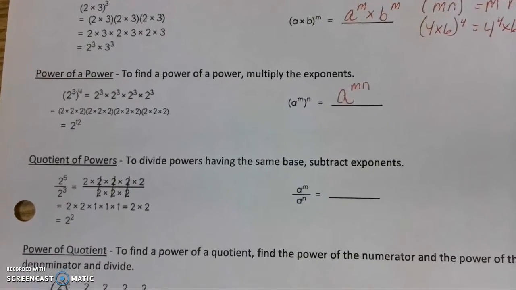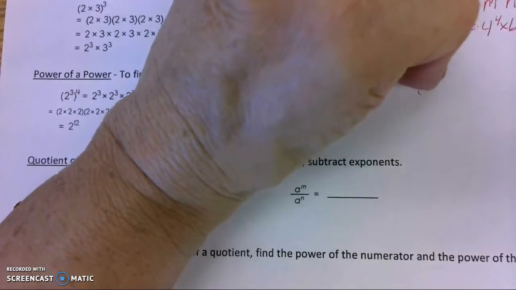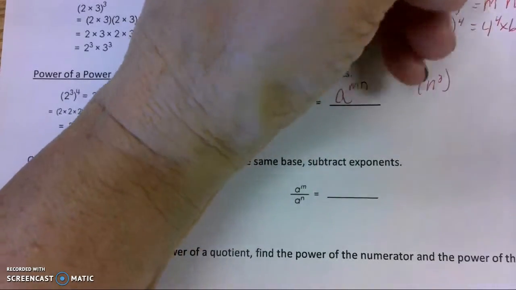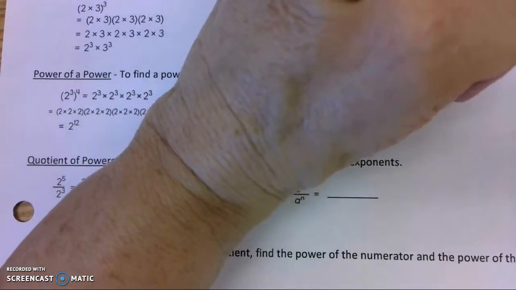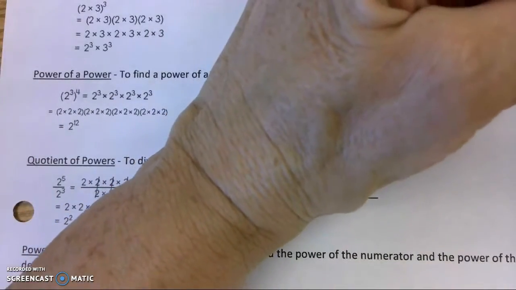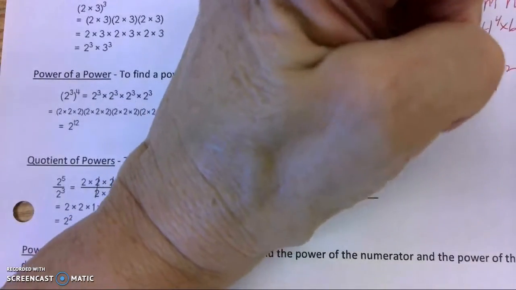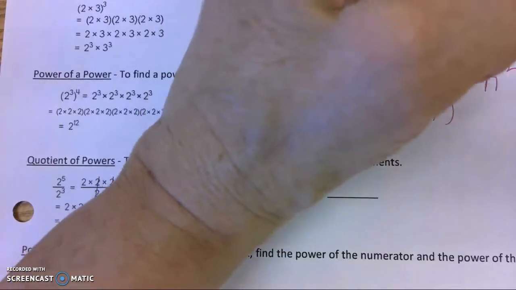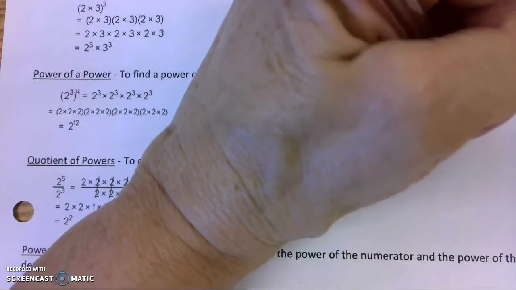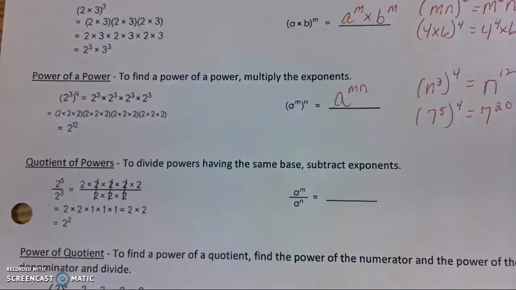Now using variables and numbers, again, n to the third power, and let's raise it to the 4th power. Notice I multiply the exponents. So this would be n to the 12th power, and if I use numbers, 7 to the 5th power raised to the 4th power, well, again, 5 times 4 is 20. 7 to the 20th power.